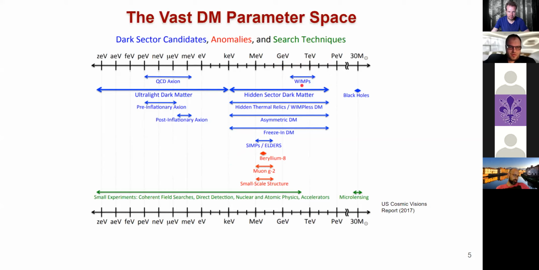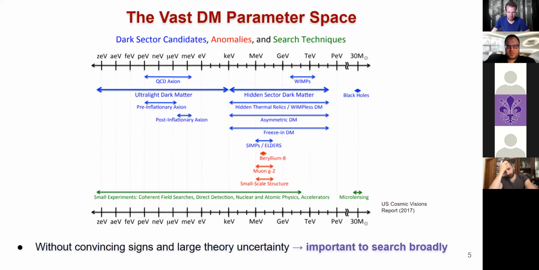A very interesting region where the dark photons will be is right here, the ultralight dark matter region, which will be the next commentary. But the basic point from all this is that without convincing signals and with very large theory uncertainty, it is important to search broadly.